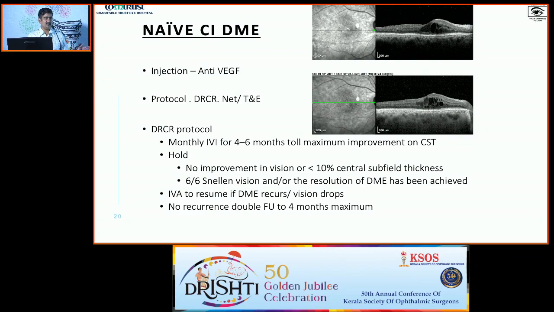So like if after one injection there is an improvement which is less than 10%, then you consider it as no improvement. And at that point of time, you can hold the treatment of the patient, and there is no vision improvement also. Both criteria should be met: less than 10% improvement and no visual improvement. Then you can hold treatment but continue follow-up monthly initially.